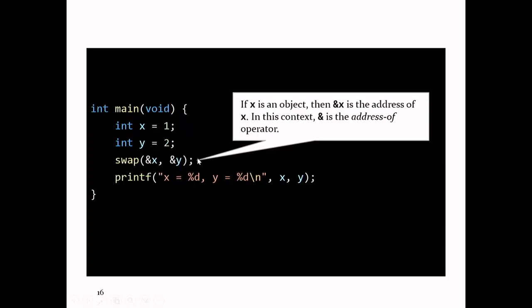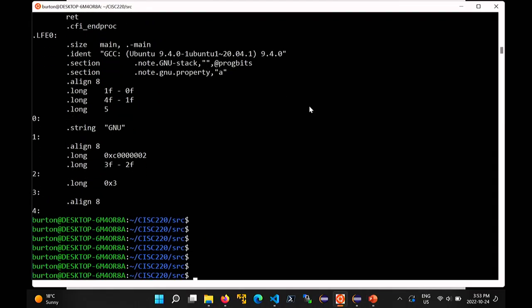Okay, to call the function, I need the addresses. I need two pointers. So I need the address of x and I need the address of y. If x is an object, then ampersand x is the address of x. So the ampersand in this context is the address-of operator. And this actually works if you run the program.